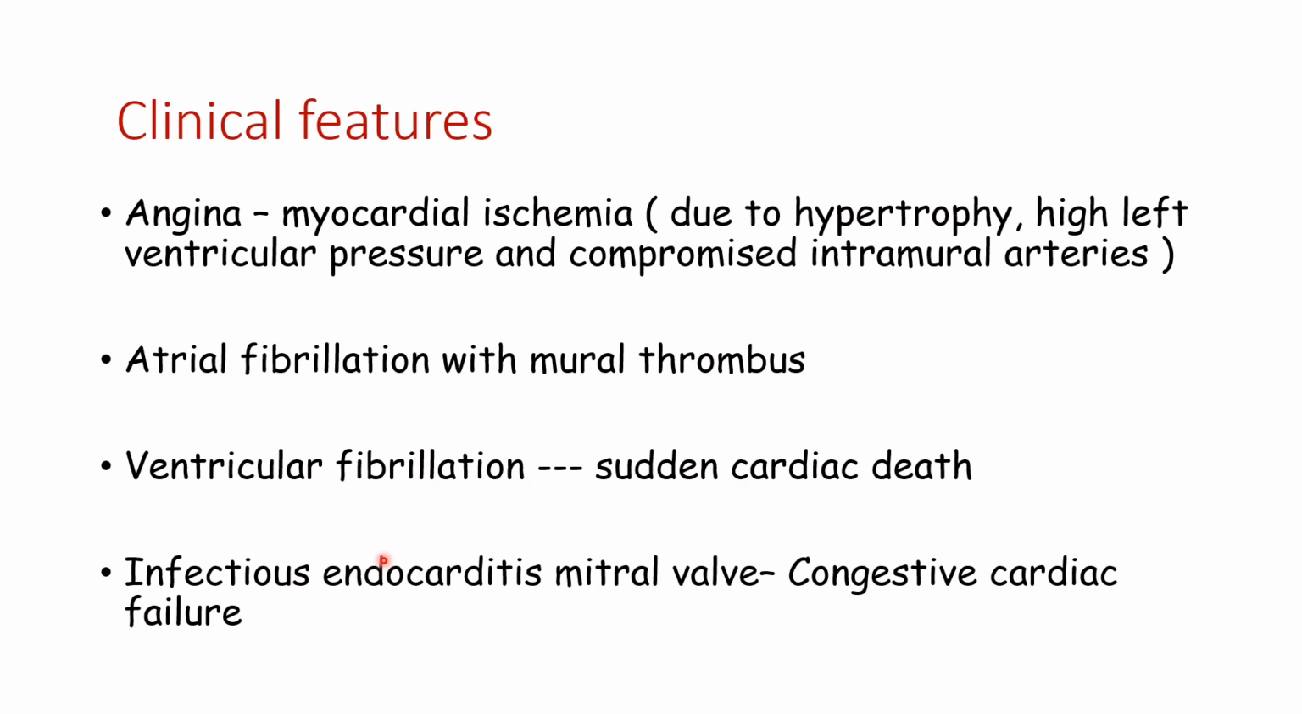Next we have atrial fibrillation. If the conduction does not happen smoothly, then it can give rise to thrombus. Thrombus is basically a clot, and a clot can embolize and go anywhere and block the vessels. Ventricular fibrillation can be a cause of sudden cardiac death, and infective endocarditis of the mitral valve, and that will lead to congestive cardiac failure.